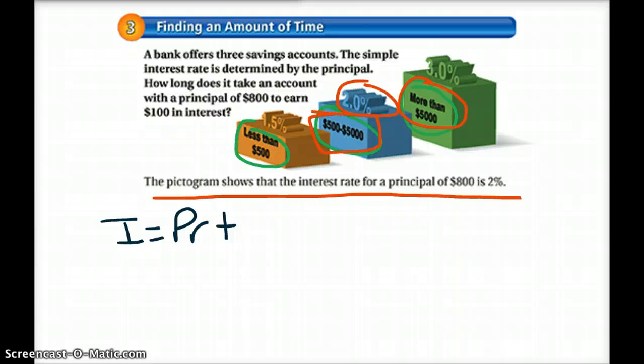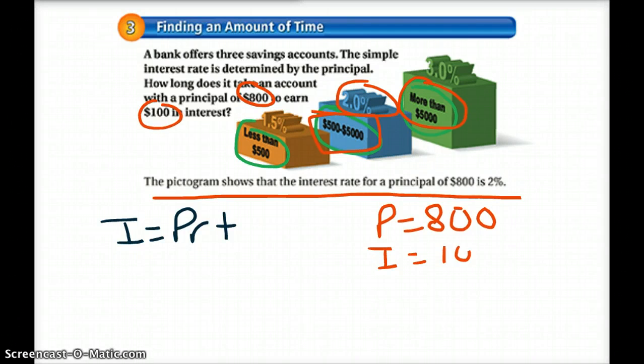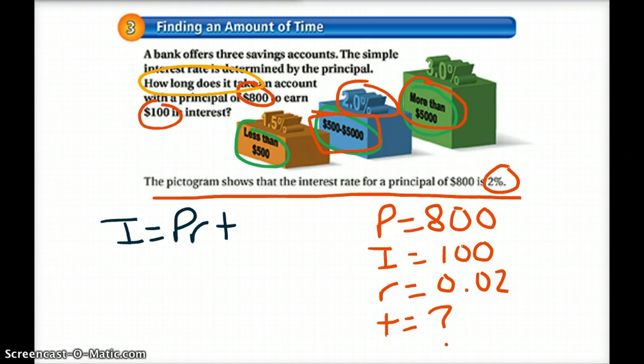List everything that we know. The principal is $800. The interest that we're earning is $100. The rate is 2%, changed to a decimal, 0.02 or 2 hundredths, and we are looking for the time. It's asking us how long does it take. So our time, or our T, is our question mark.